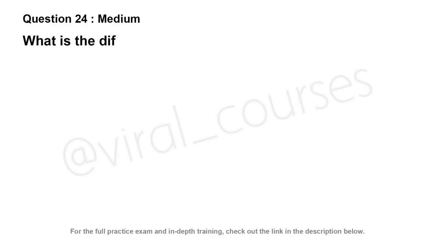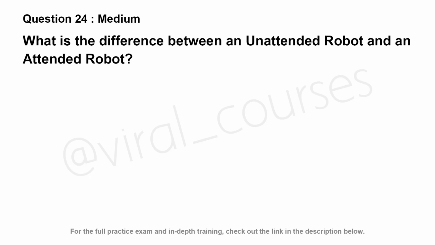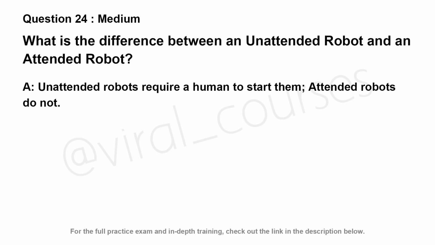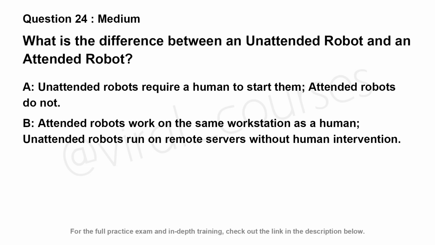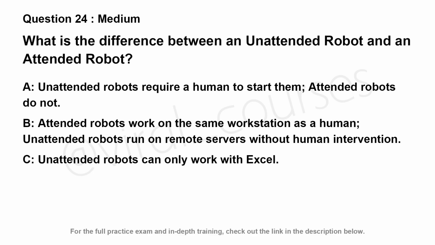What is the difference between an unattended robot and an attended robot? Option A. Unattended robots require a human to start them. Attended robots do not. Option B. Attended robots work on the same workstation as a human. Unattended robots run on remote servers without human intervention. Option C. Unattended robots can only work with Excel. Option D. There is no difference in licensing.